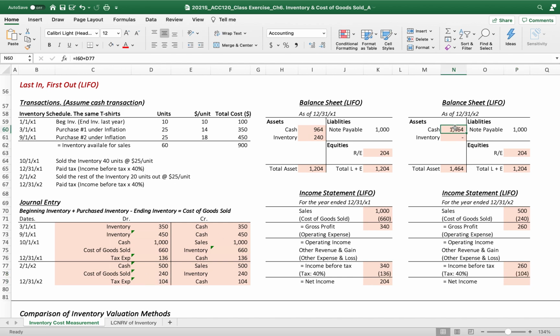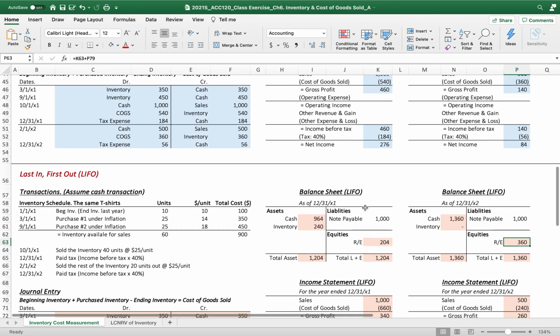Then cash out when paid the tax amount, and then net income is 156, which should be added into the retained earnings, right? So the retained earnings of 360 are the same.